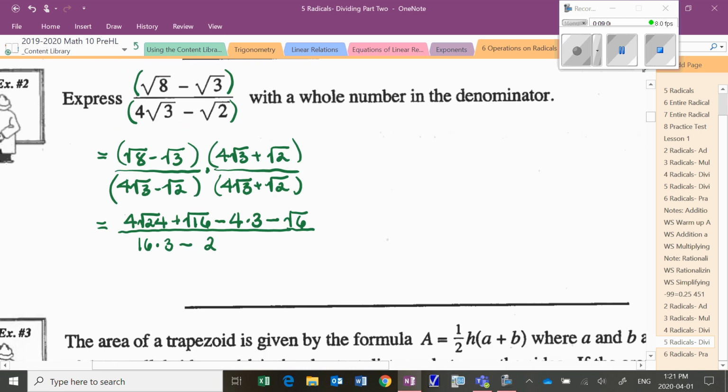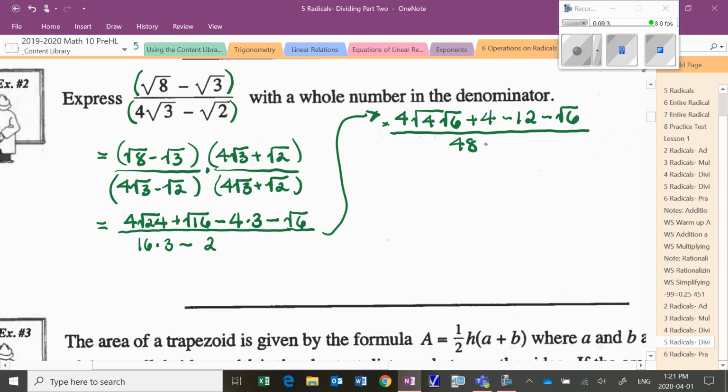So let's clean that up then. 4 root 24, I'm going to simplify that root 24 to root 4 times root 6, and then plus root 16 is also known as 4, minus 12 minus root 6, and in the denominator we've got 16 times 3, which is 48, minus 2. So then we've got 4 times root 4, or 4 times 2 root 6. So 4 times 2 is 8 root 6. And then 4 minus 12 is minus 8. Minus root 6 over, and 48 minus 2 is 46. And then let's just do that final cleanup. So 8 root 6 minus root 6, that's combining like terms. So that is 7 root 6 minus 8 all over 46.